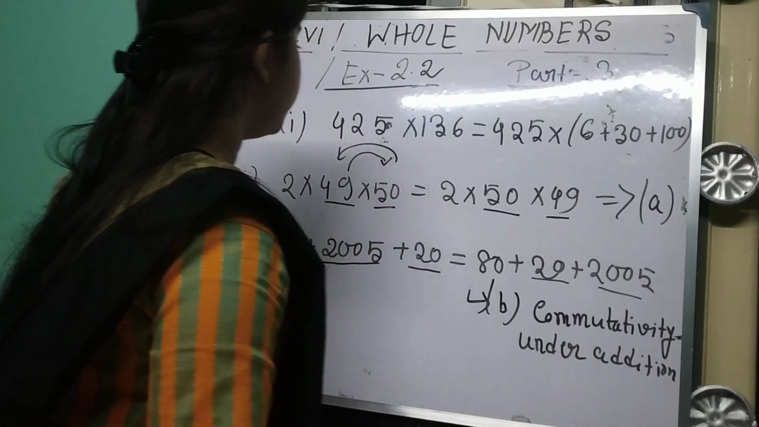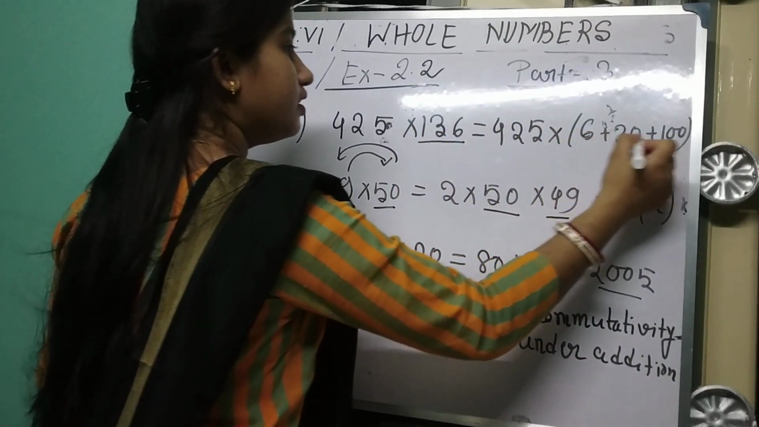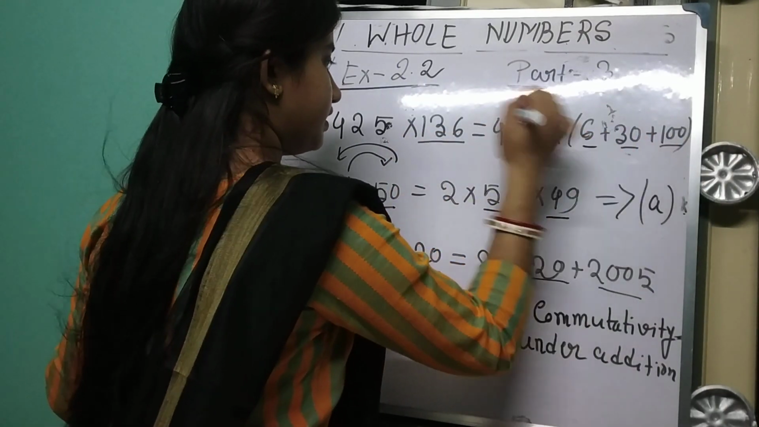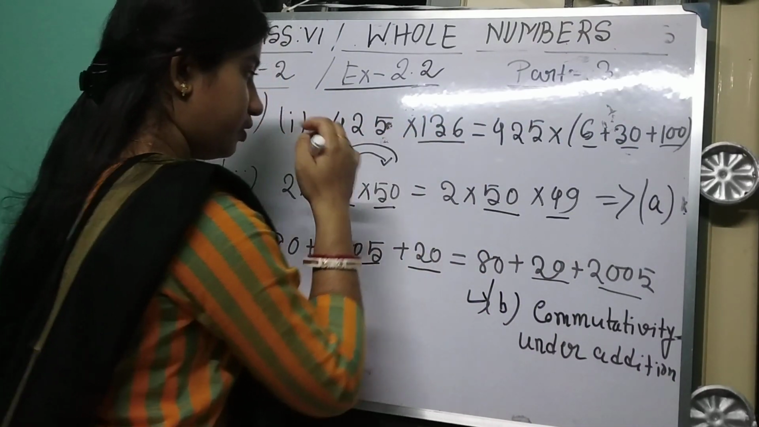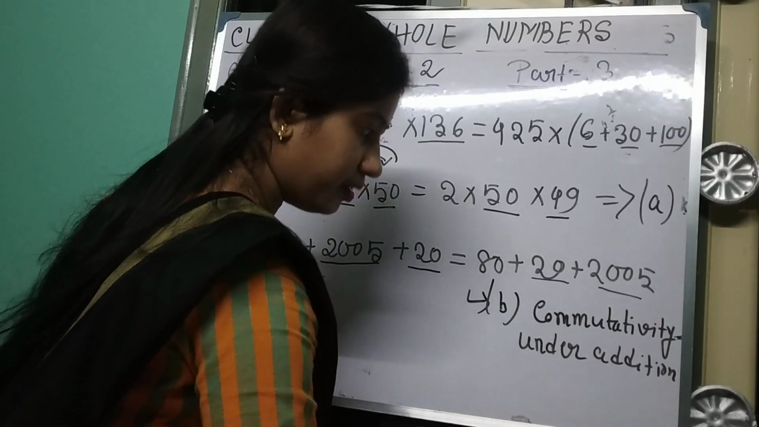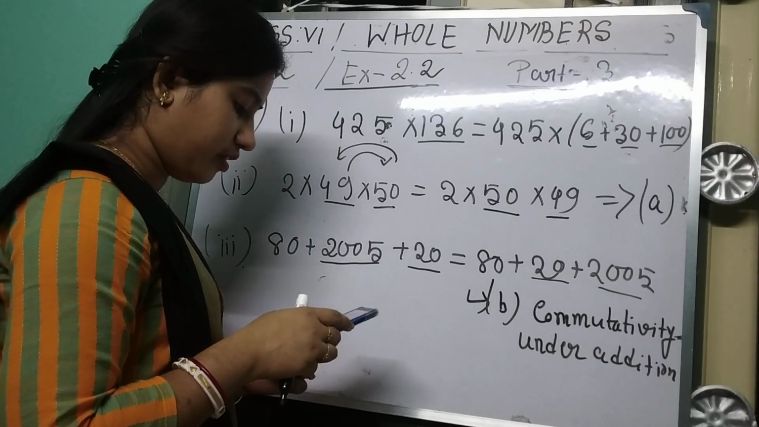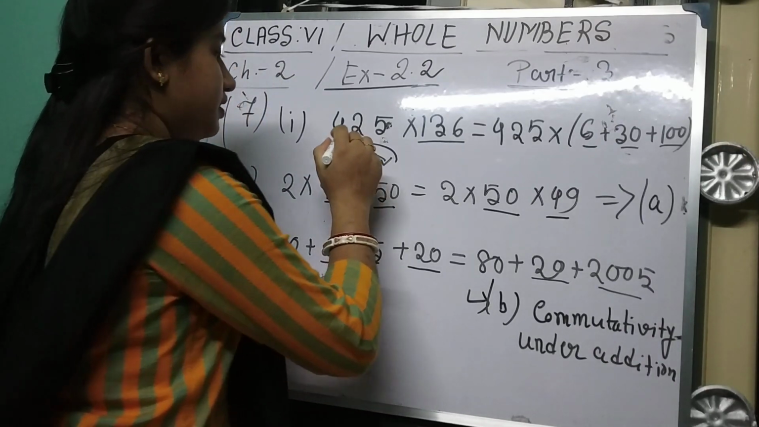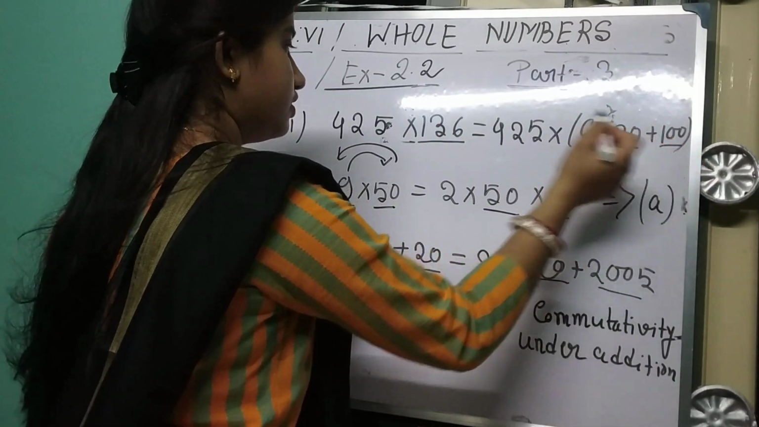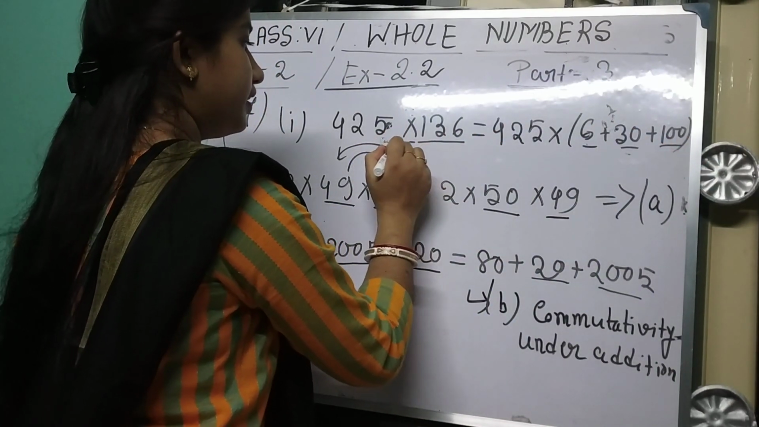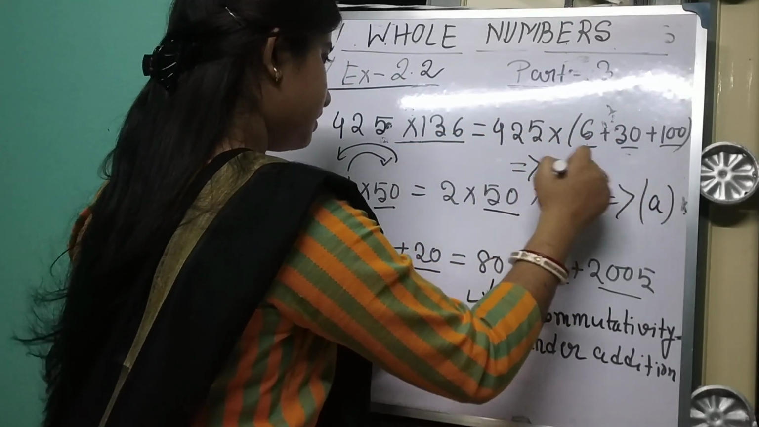And now here is 136. This is written as 100 plus 30 plus 6, and then multiplication by 425. So this is distributivity of multiplication over addition. That means distribute this multiplication over the 3 parts, this and this. So distributivity of multiplication over addition. So this is number C.